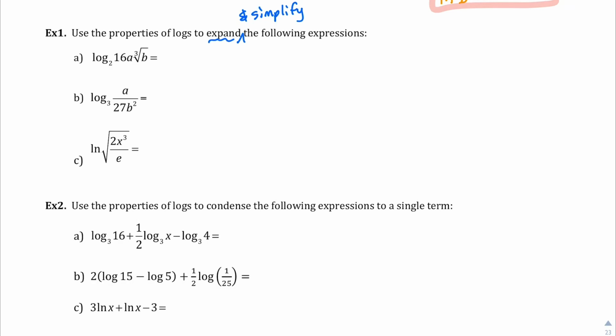Okay, and so I'm just going to take the first one. What we have here is base 2, and we have the product of 3 different factors: 16, a, and the cube root of b.